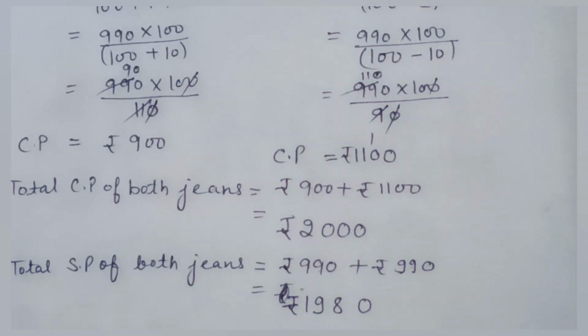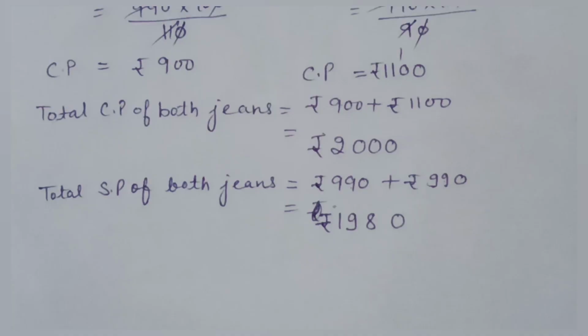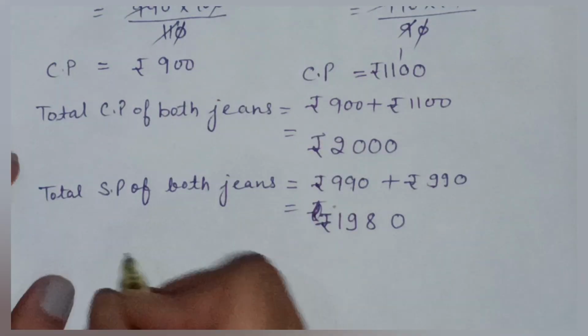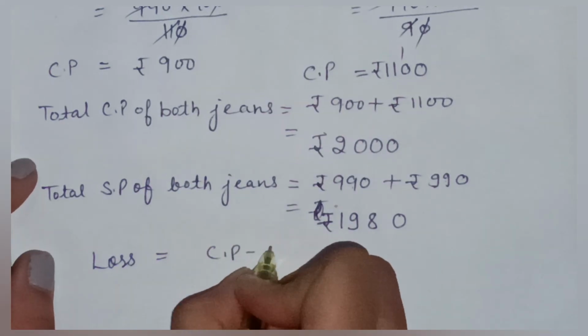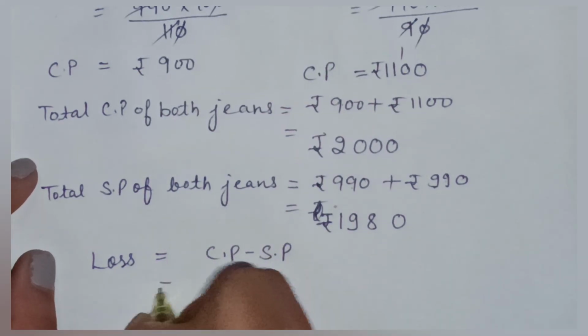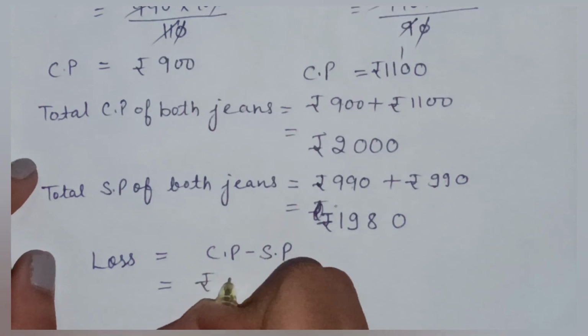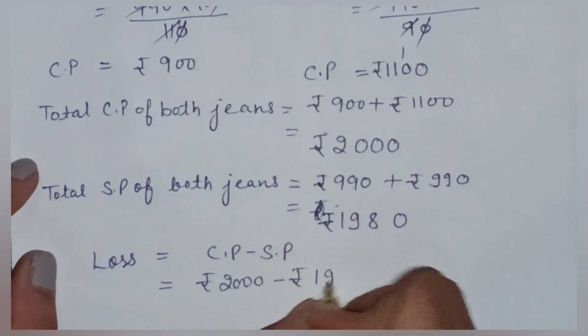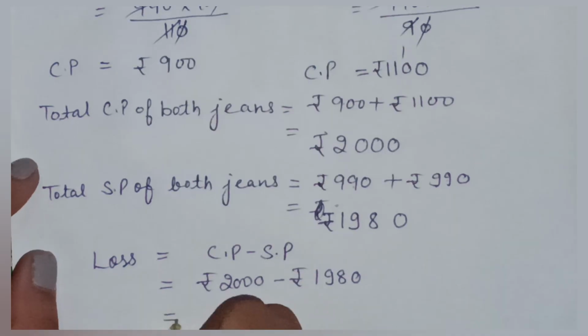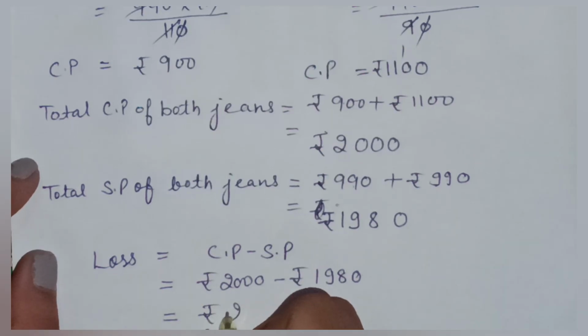So we find here that Ankit gets a loss. Here loss is equal to CP minus SP. CP is equal to rupees 2000 minus SP is equal to rupees 1980. He gets a loss of rupees 20.